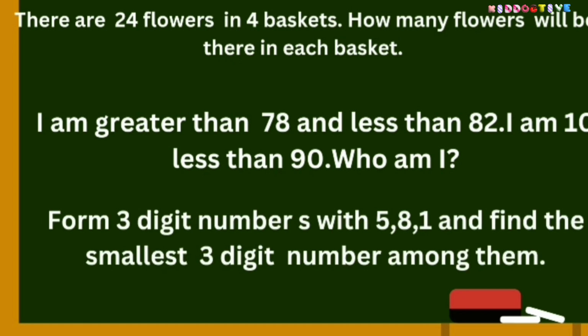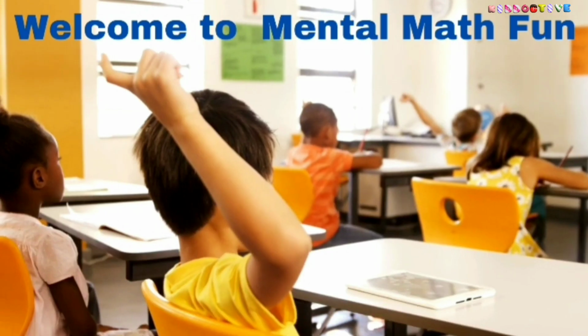Form 3-digit numbers with 5, 8, 1 and find the smallest 3-digit number among them. Numbers given 5, 8 and 1. So which number is smallest here within 5, 8 and 1? 1 is smallest. Then comes 5. Then comes 8. Is it a 3-digit number? Yes. And is it the smallest number? Yes.